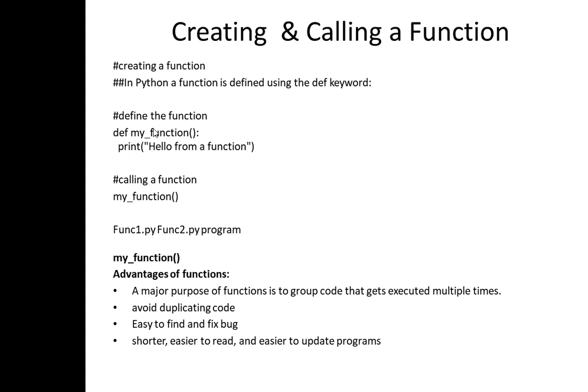In this example we have defined a function called my_function, which is going to print a statement, hello from function. The next part is calling a function. Wherever you need in your program, you can call your function. To call your function, you just need to write the name of the function followed by the parentheses. If there is an argument or value passed into your function, that can be specified here.